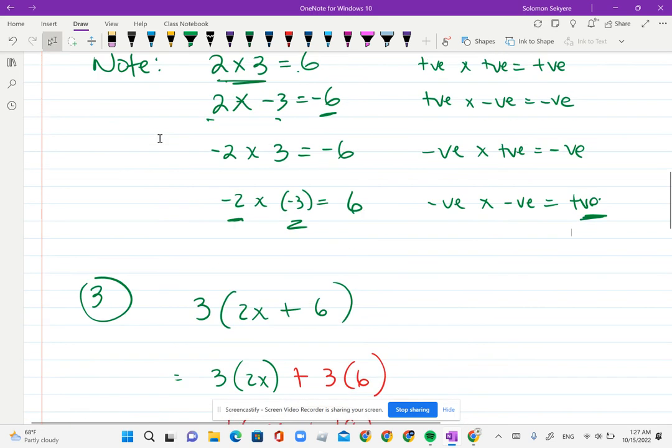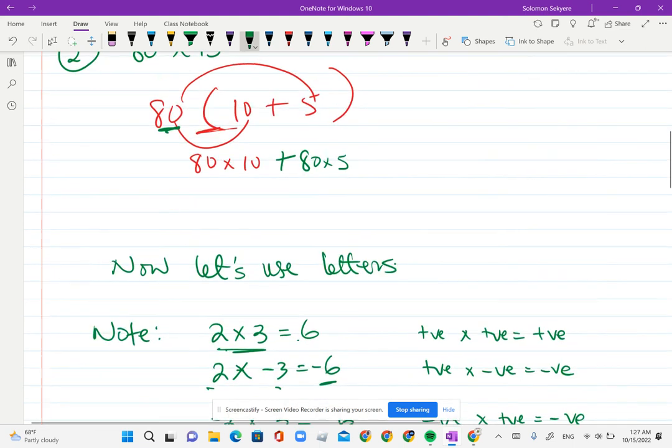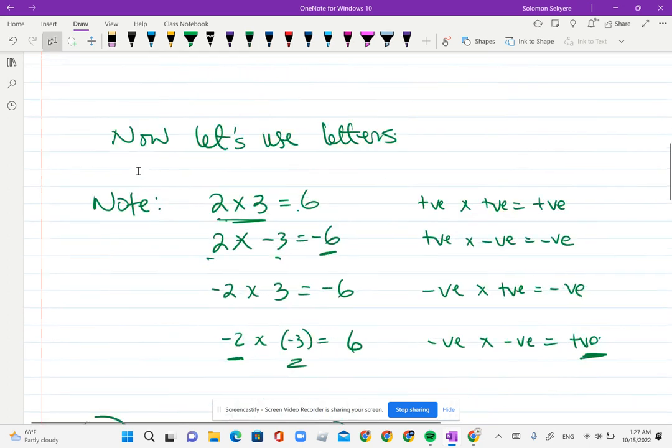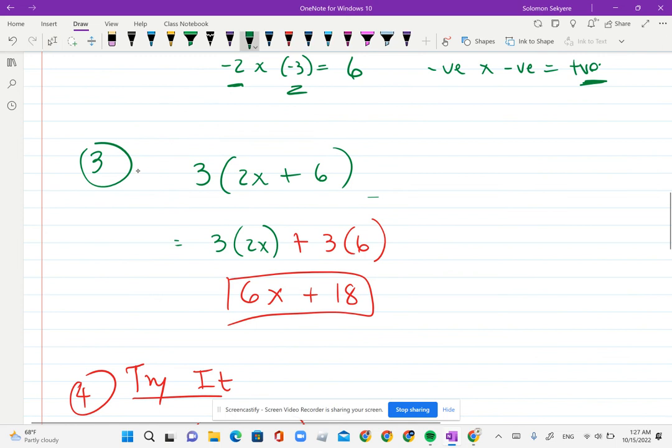The first one is, I need to open the parentheses: 3 parenthesis 2x plus 6. How do I do that? Remember what we did? We took the 3, we multiplied it by the first term, we brought the sign, and then we multiplied by the second. So this one here, it is 3 times the 2x. We bring our plus sign, and then 3 times 6. 3 times 2x is 6x plus 18.